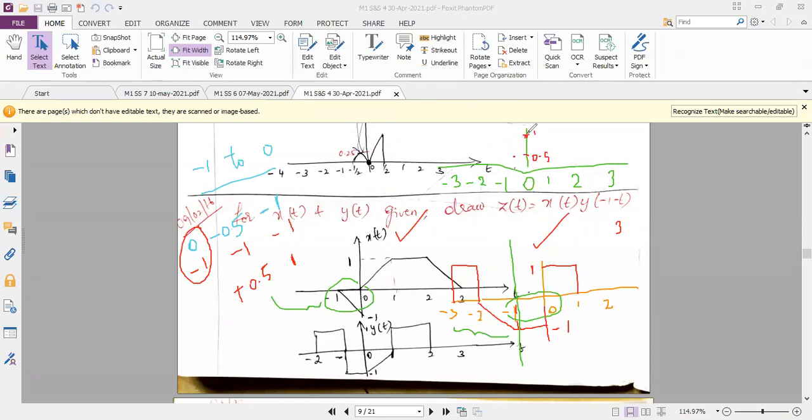So I'm just plotting now. I'm just putting the dots here, and at -1, I know that the answer is 0. So let me consider that also. At -1, my answer is 0. So you can see in the graph, I am getting 3 dots. So the only possibility is joining these dots. So I will get the triangular signal like this.